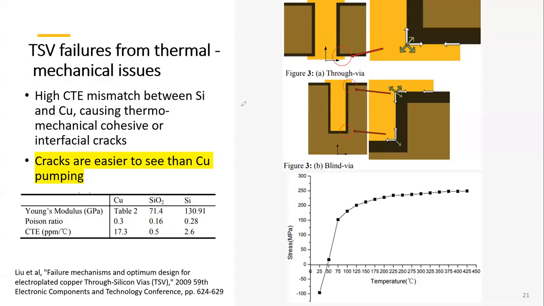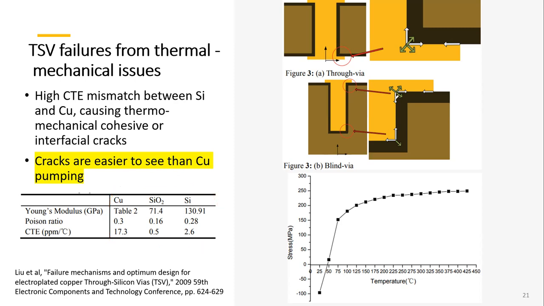That's a major killer for TSV. It fails from thermal mechanical issues. Because the copper, you look at the copper, the CTE, the coefficient of thermal expansion, is 17.3 ppm per degree Celsius. ppm means 10 to the minus 6, parts per million. Right, and then the silicon is 2.6. It's 6 times less. SiO2, that's the barrier, that's the insulation there, is 0.5. It will not change easily with temperature. So it's far less than copper. So all these are dissimilar materials.